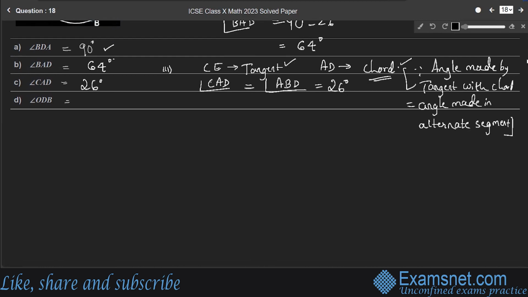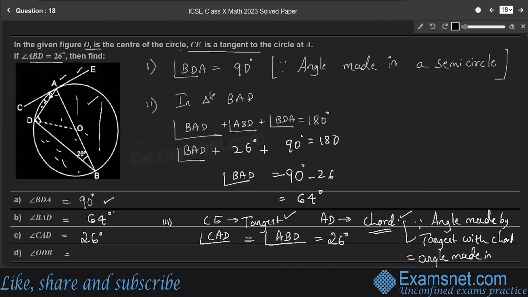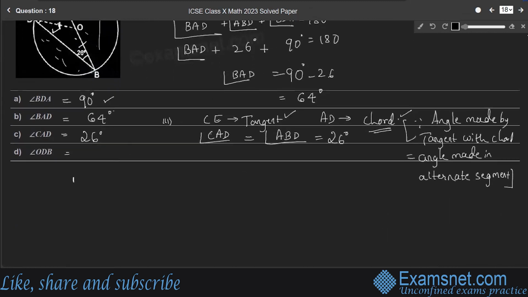Now consider the last angle, ODB. This angle, not that one, so below that. Consider triangle OBD. Here OB is equal to OD because these two are radii of the given circle, right? So in triangle OBD, OB is equal to OD. These two are radii of the circle.